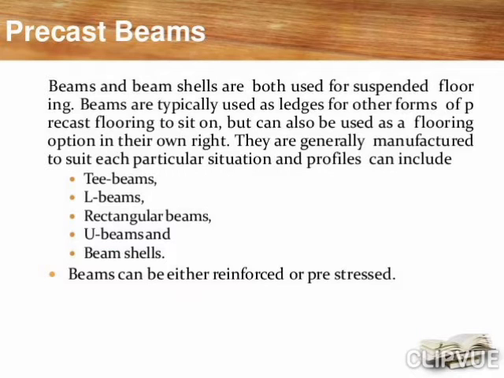Precast beams. Beams and beam shells are both used for suspended flooring. Beams are typically used as ledges for other forms of precast flooring to sit on, but can also be used as a flooring option in their own right. They are generally manufactured to suit each particular situation, and profiles can include T-beams, L-beams, rectangular beams, U-beams, and beam shells. Beams can be either reinforced or pre-stressed.